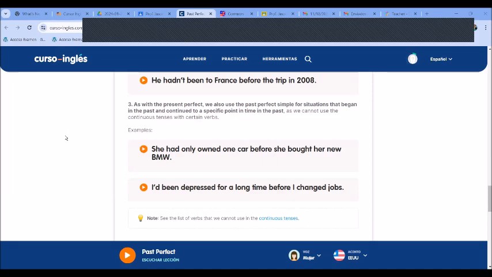As with the present perfect, we also use the past perfect simple for situations that began in the past and continued to the specific point in the past. We can use the continuous tense with certain verbs. For example, she had only owned one car before she bought her new BMW, and I had been depressed for a long time before I changed jobs.